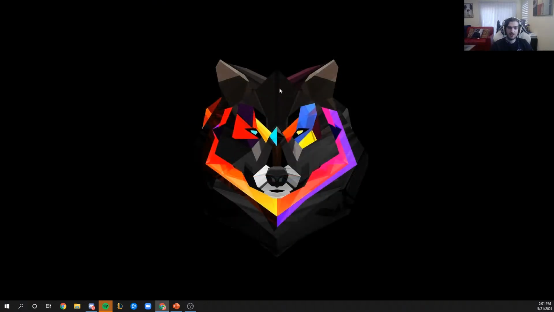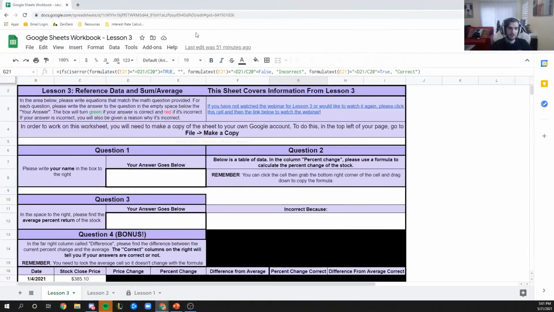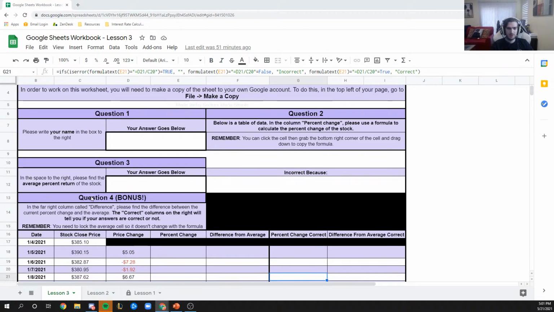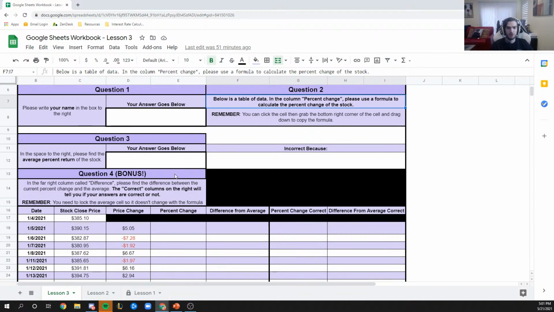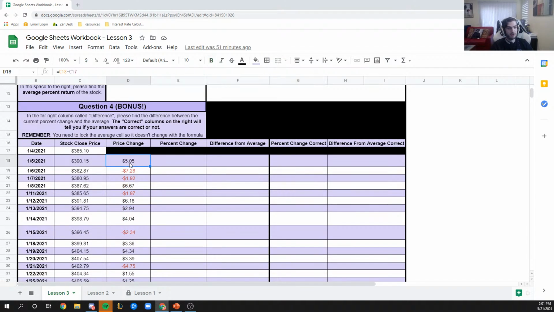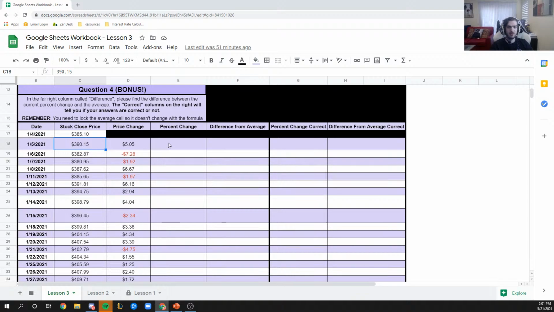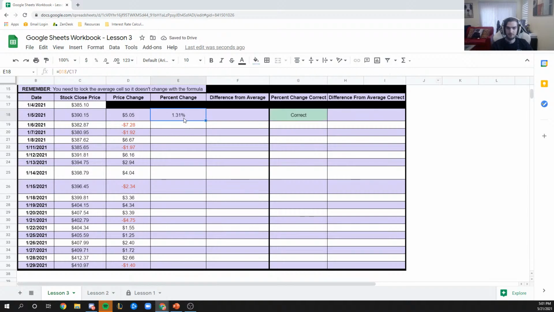Really quick, let's take a look at your homework. So the homework is going to take a lot of what we just learned and practice it. You are going to have to create your percent change. I give you the price change, I give you the stock prices, but you need to create the percent change. If you give it a correct number, it will tell you correct over here on the right. If you give it an incorrect number, it will tell you incorrect.